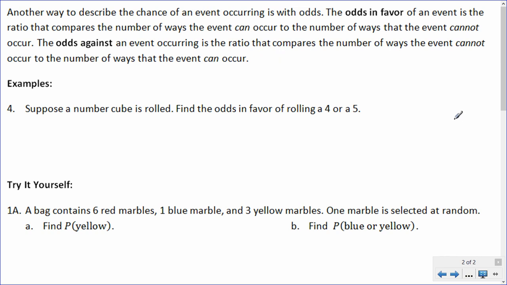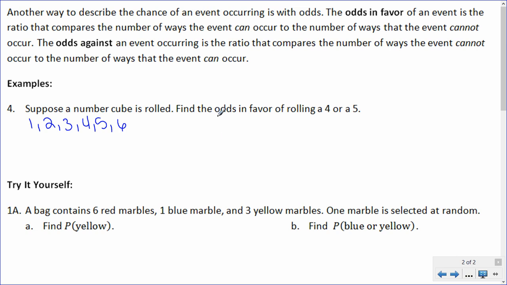So unlike the probability ratio, where part of the ratio is the total number of outcomes, for odds, we're dealing with the ratio of favorable outcomes to, we could call them, unfavorable outcomes. So let's look at example 4. This looks kind of similar to the question we answered in example 1. So in this case, though, we're not looking for the probability of rolling a 4 or a 5. We want the odds in favor of rolling a 4 or a 5. Well, we already know that the sample space includes 1, 2, 3, 4, 5, and 6.